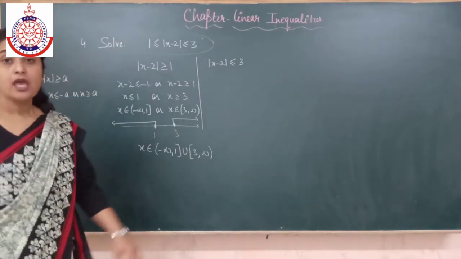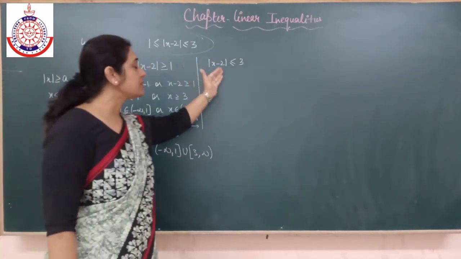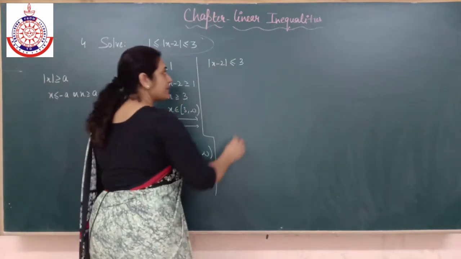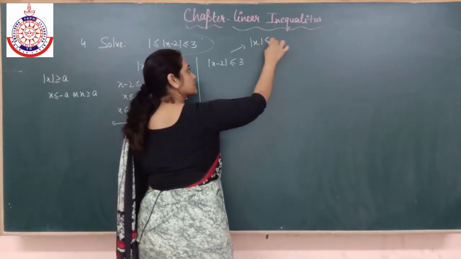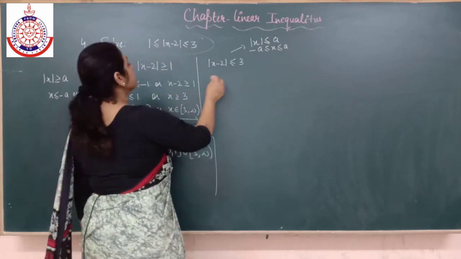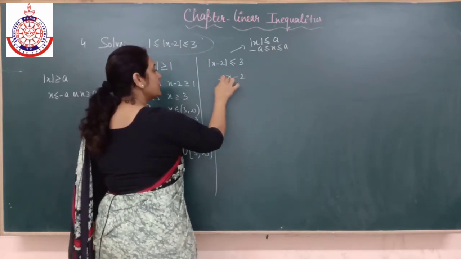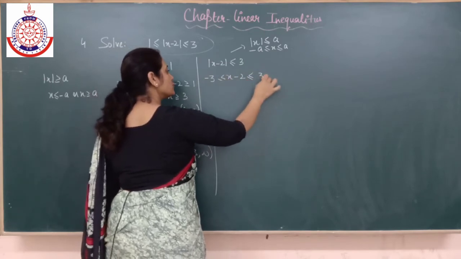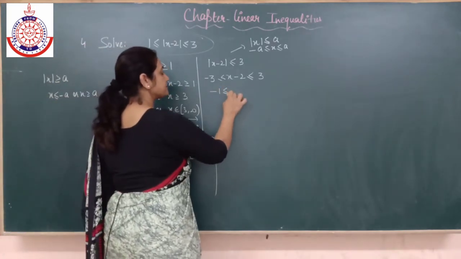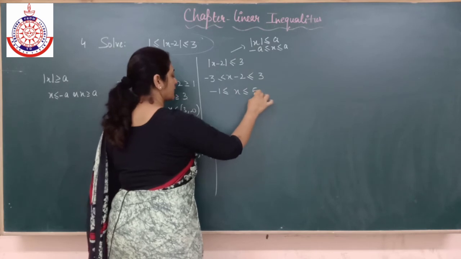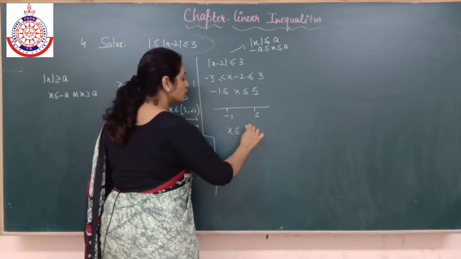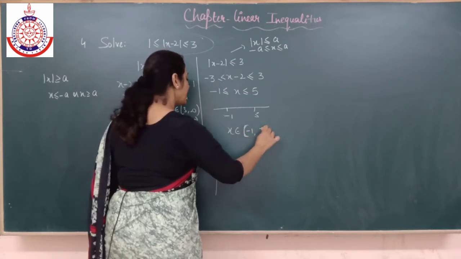That means they are asking me the common solution of this. I have to find a common solution of these two. So first of all, I am going to solve that part. Now which rule can I apply here? It will be between this. So x minus 2 greater than or equal to minus 3 and less than or equal to 3. Alright, clear? So adding 2 on both the sides. So minus 1 to 5. That means x belongs to minus 1 to 5, where minus 1 is also included and 5 is also included.